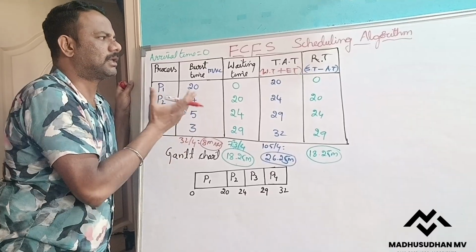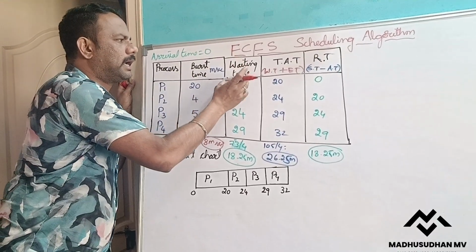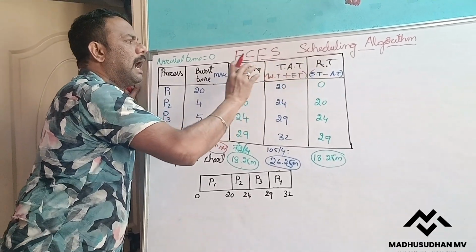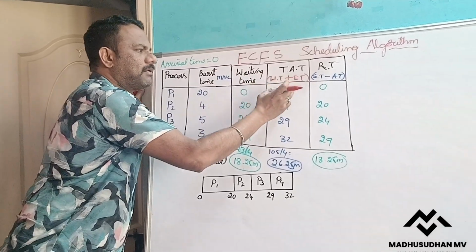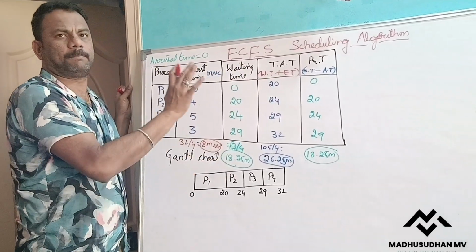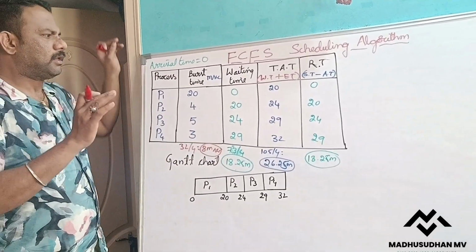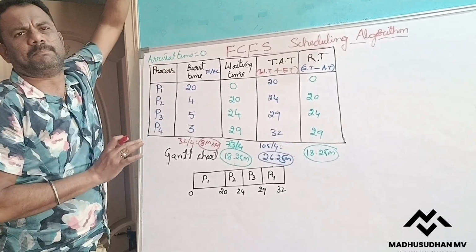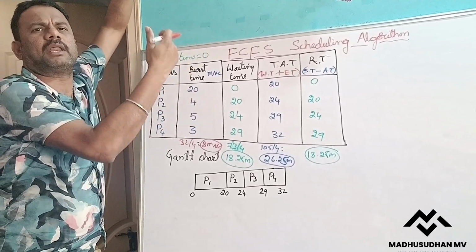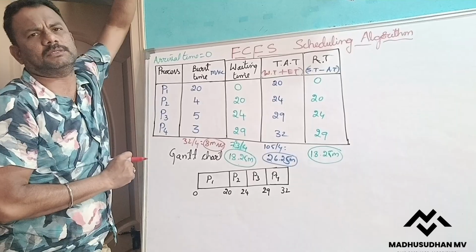For the given numerical or the given problem, we saw how to find out waiting time, turnaround time, response time, and throughput, average waiting time, average turnaround time. Okay, so hope you people understood this. Now, if you observe, this is very, very simple. Whichever comes first, that we are executing. But is there some problem?